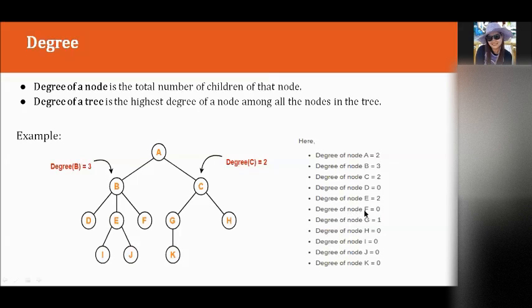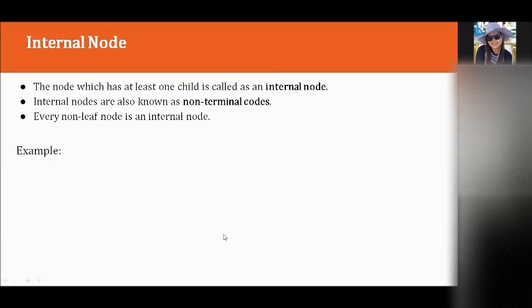The degree of node F is equal to 0. The degree of node H is equal to 0, which means there's no child. Degree of node J is equal to 0. And the degree of node K is equal to 0. So if you will notice, guys, I, J, K, H, D are all 0. Okay? So we have the internal node.